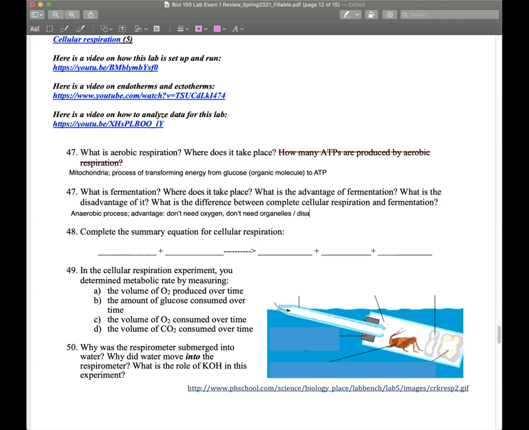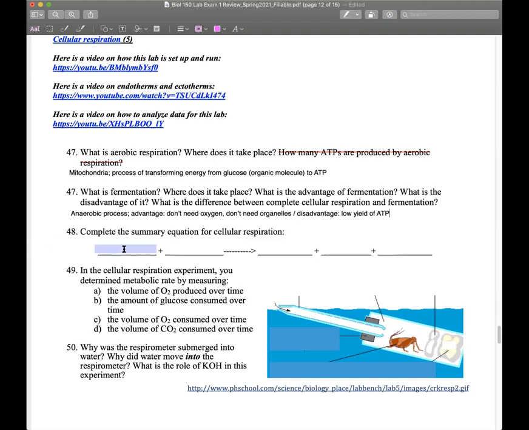What would a disadvantage be? Low amount of ATP. Right, it's a very low yield of ATP compared to aerobic respiration. So that's kind of the major drawback of it. And I feel like that pretty much sums up the differences between cell respiration and fermentation. One needs oxygen and organelles and you get a whole lot of ATP. The other one doesn't need oxygen or organelles, you get far less ATP.